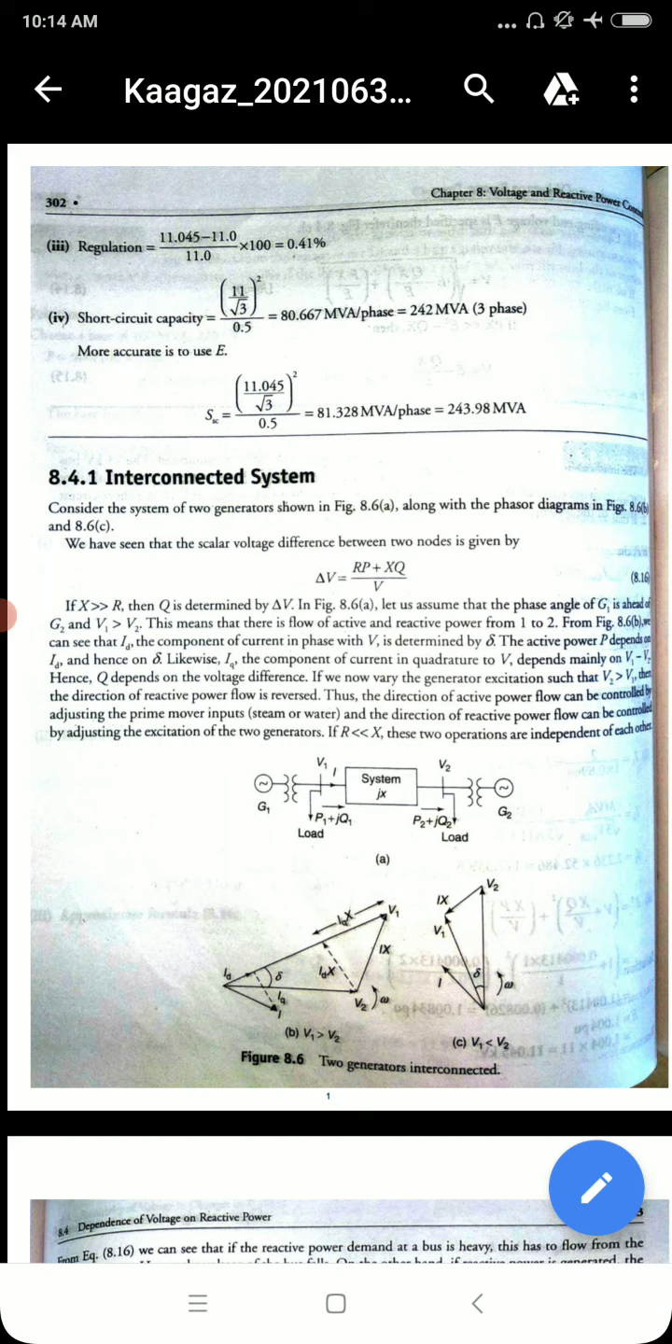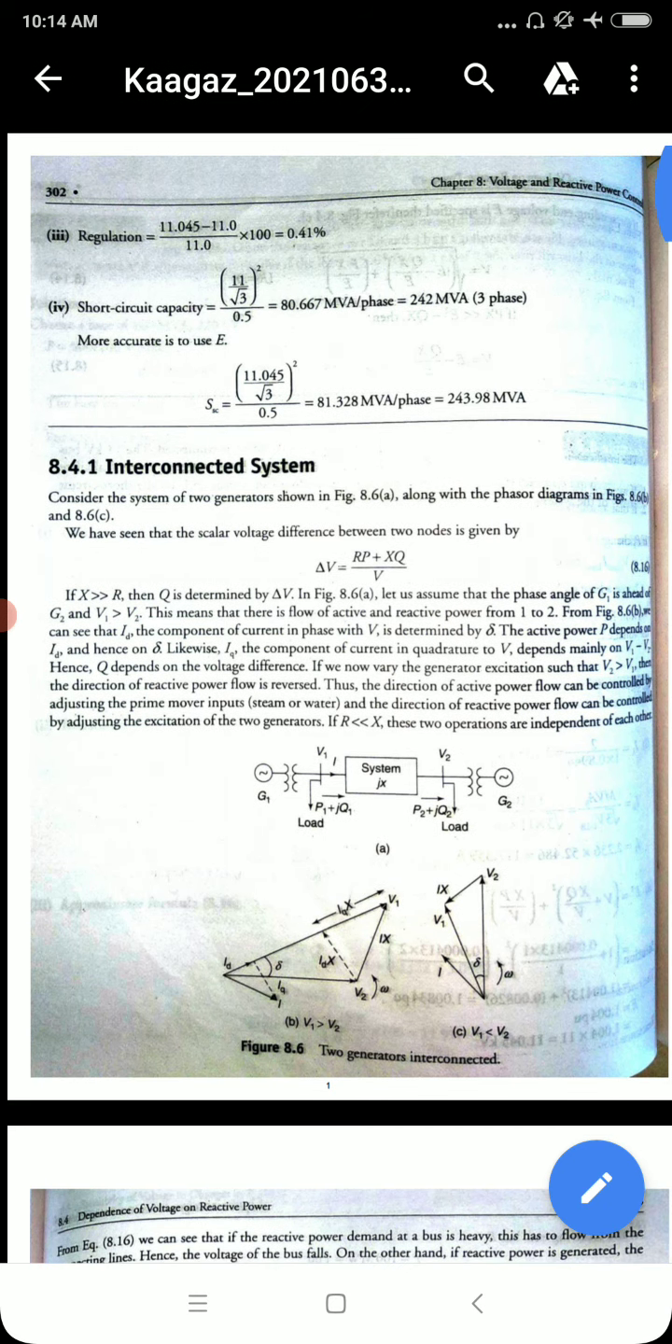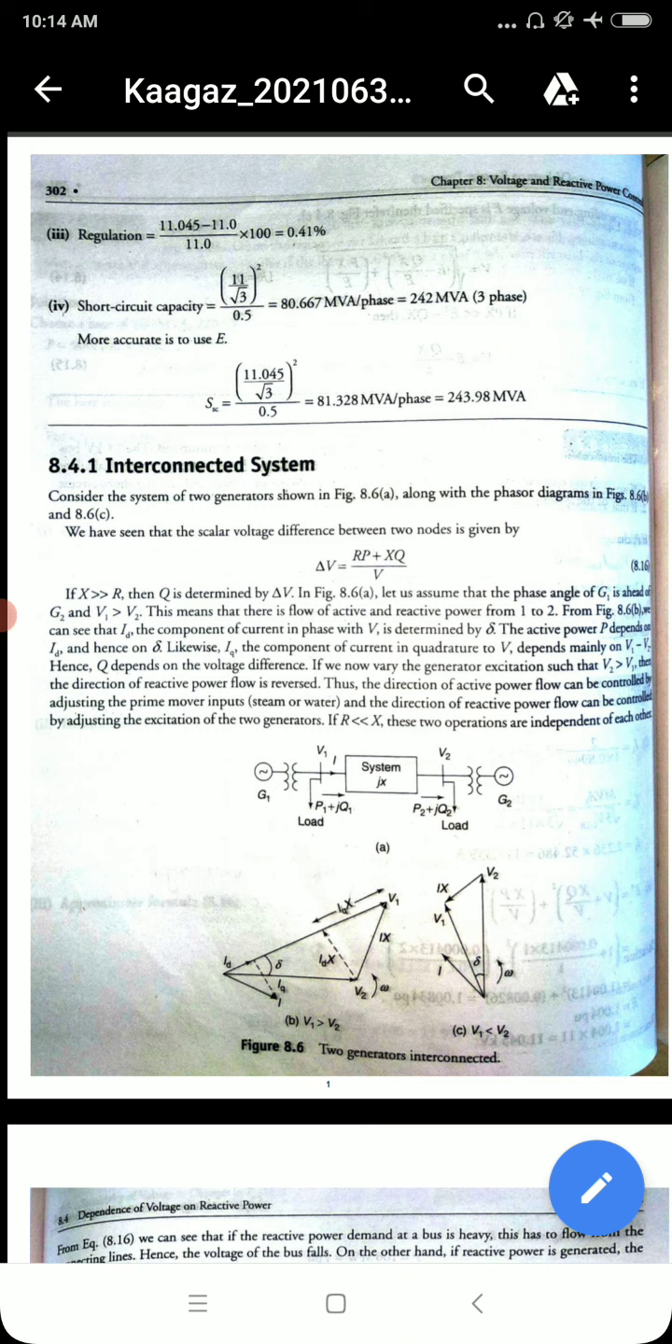Likewise, IQ, the component of the current in quadrature to the V, that is quadrature axis current, depends mainly on the difference of V1 and V2, that is V1 minus V2. Hence, Q depends on the voltage difference. If we now vary the generator excitation such that V2 is greater than V1, in the previous case what we assumed is V1 is greater than V2. Now we will change the excitation in such a way that V2 is greater than V1. Then the direction of the reactive flow is reversed, that is from 2 to 1.